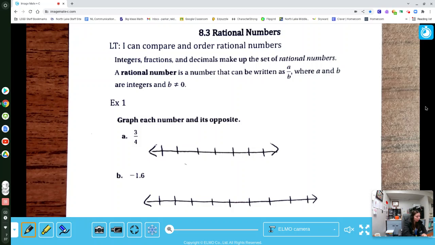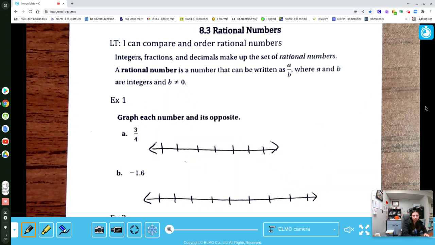Students, in this video we're going to go through section 8.3, which is about rational numbers. Our learning target today is I can compare and order rational numbers. Up here it says integers, fractions, and decimals make up the set of rational numbers.